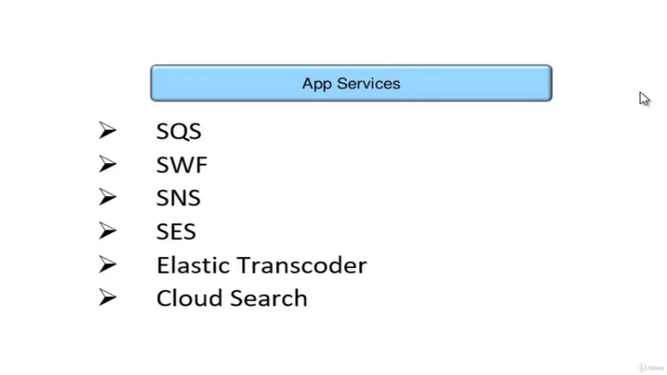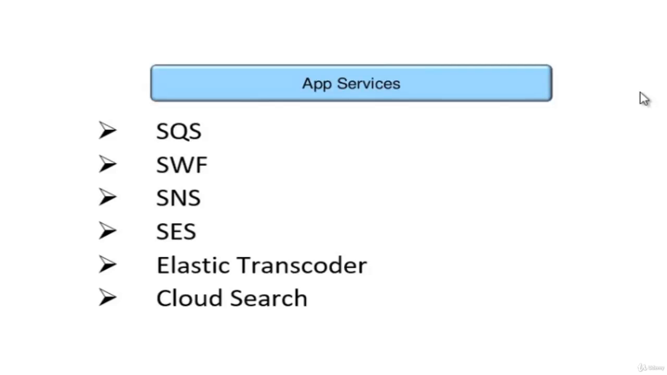This is in continuation with Concepts and Components part, and in this video we will discuss about application services of AWS. The application services consists of SQS, SWF, SNS, SES, Elastic Transcoder, and Cloud Search.